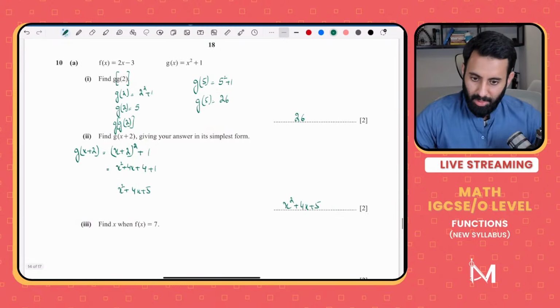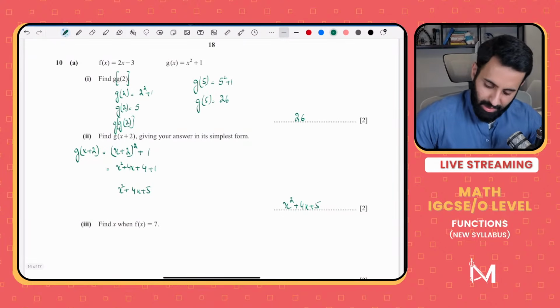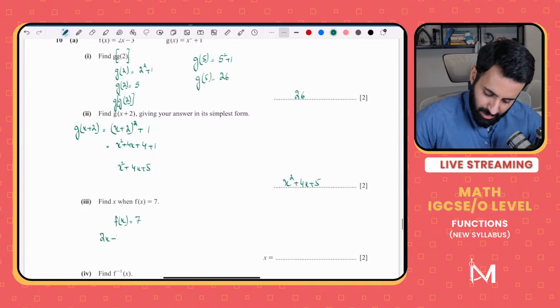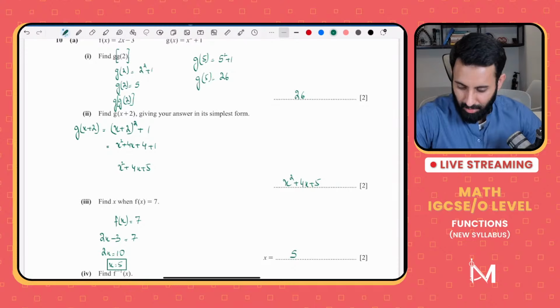Now, part C. Part C says find x when f of x equals 7. So f of x equals 7 means 2x minus 3 equals 7. We can solve this. It's a no-brainer. 2x equals 10, which means x equals 5 is the answer.